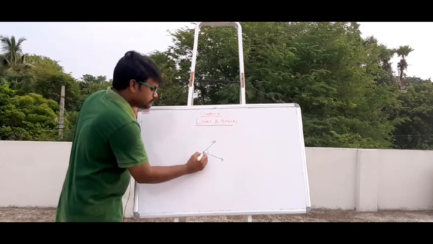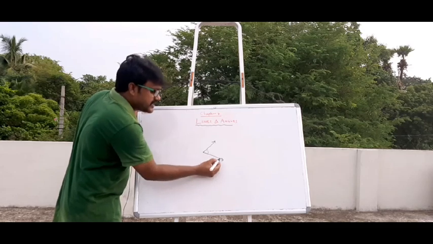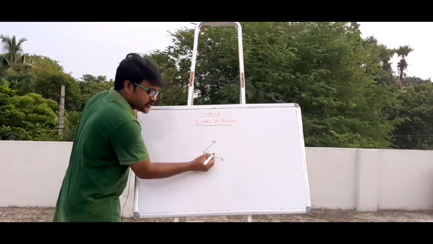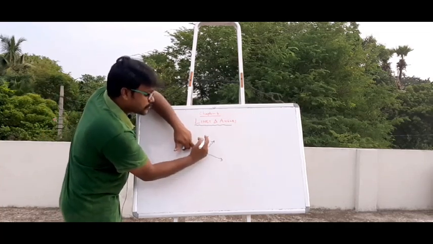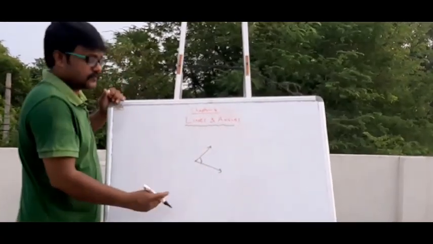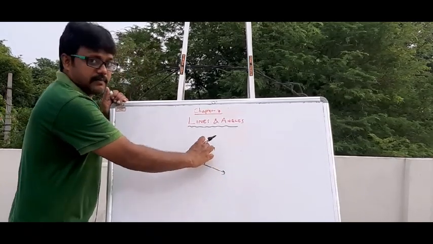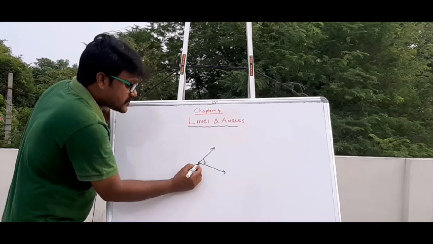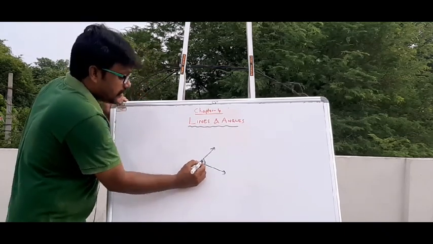Or you can say like this: when a ray is rotated from its initial position to another position, an angle will be formed. So this is the initial position, that means starting position, and this is the ending or terminating position. Likewise, when two rays start from the same point, the angle will be formed.